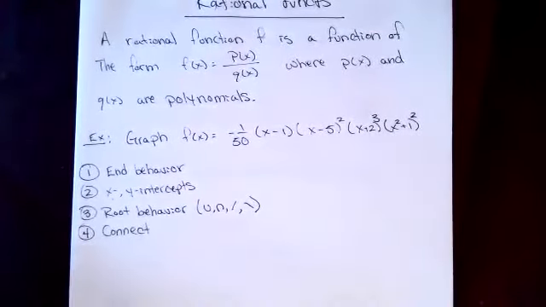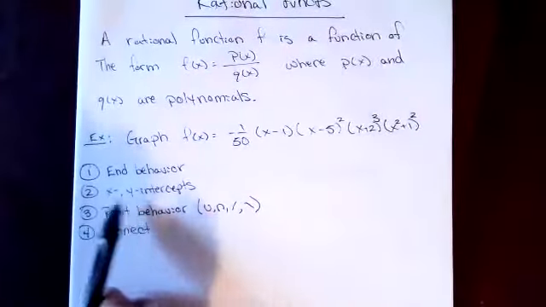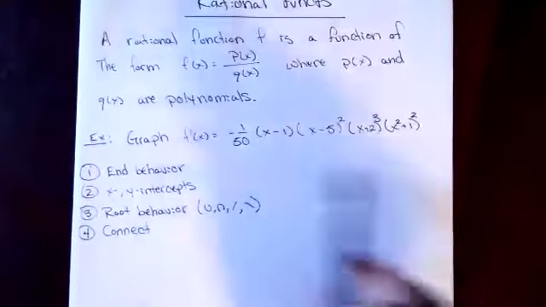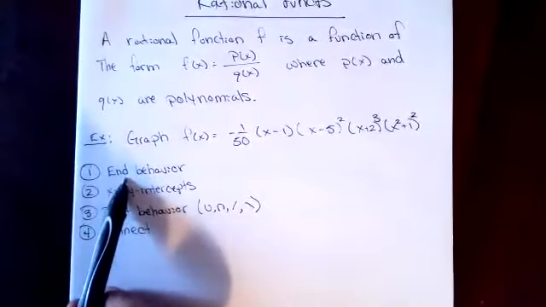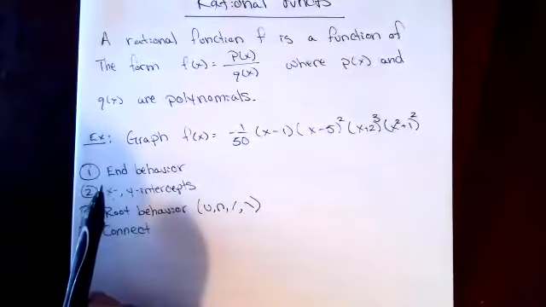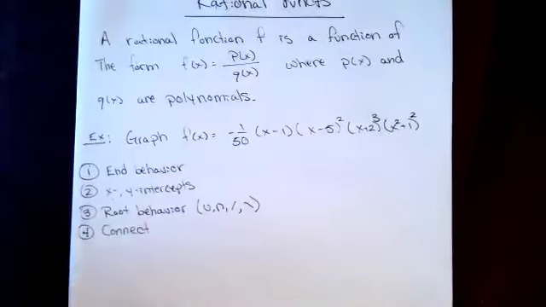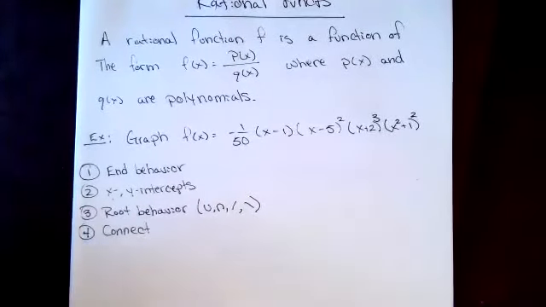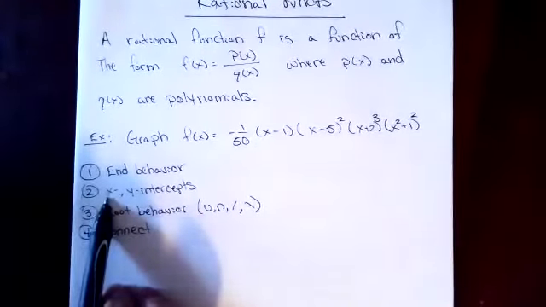And actually, since we have it in factored form, I'm going to go ahead and do the x and y intercepts first. If it's in expanded form, the end behavior is almost always easiest to do first because you can immediately read it off by the leading coefficient and the degree of the polynomial, right? That's what we're looking for, end behavior. But in factored form, what we can almost immediately read off are the x-intercepts. So let's go ahead and start with that.